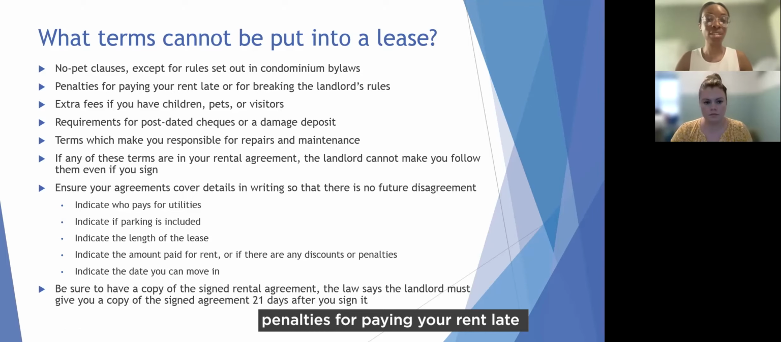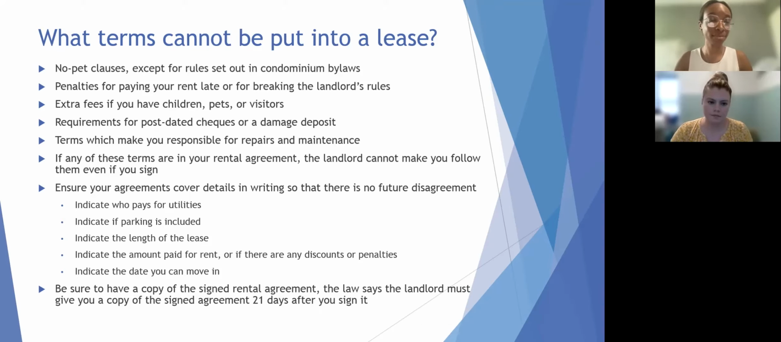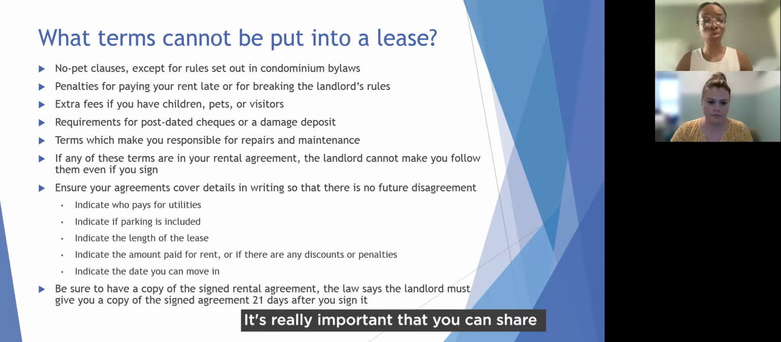Penalties for paying your rent late or for breaking the landlord's rules, extra fees if you have children, pets, or visitors, requirements for post-dated cheques or a damage deposit, terms which make you responsible for repairs and maintenance. If any of these terms are in your rental agreement, the landlord can't make you follow them, even if you sign. It's really important that you ensure your agreements cover details in writing, so in the future, there's no disagreement of what and who is responsible.